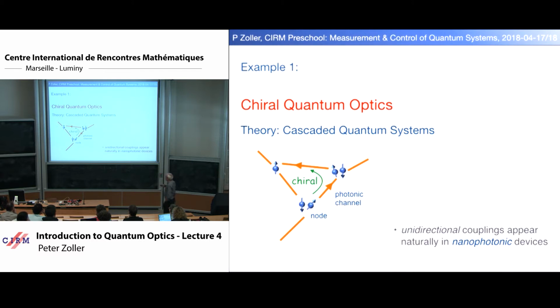Okay, so what is chiral quantum optics? Let me give a snapshot at the very beginning of what we are talking about. We are talking here about, for example, networks. So what is a quantum network?